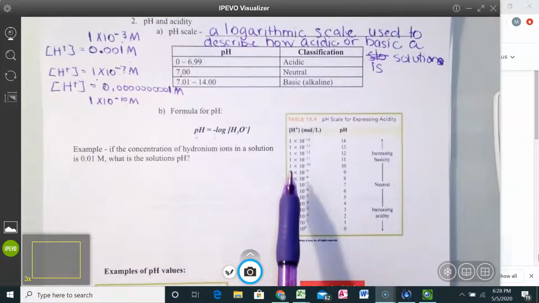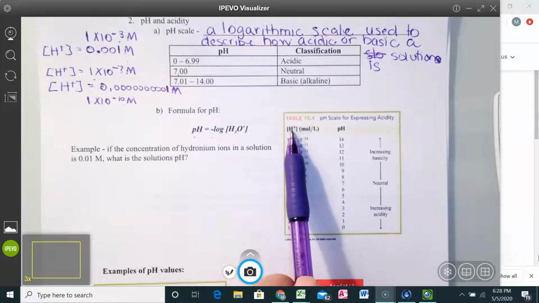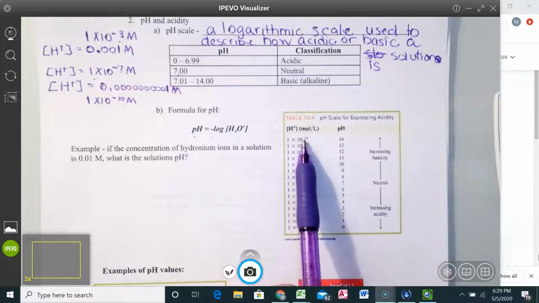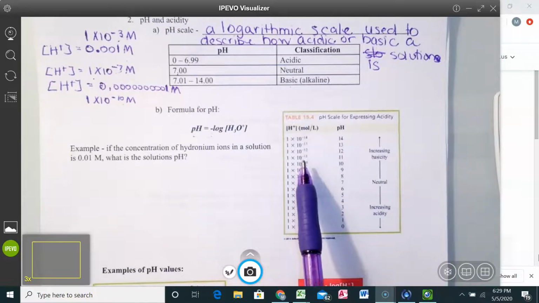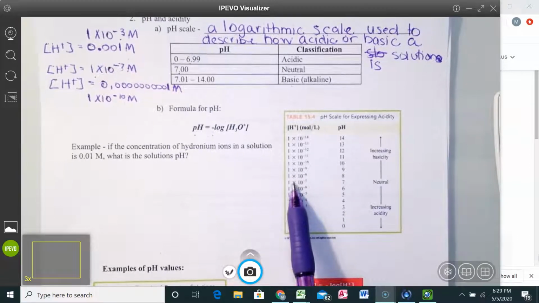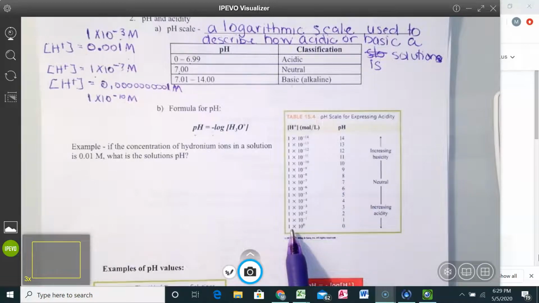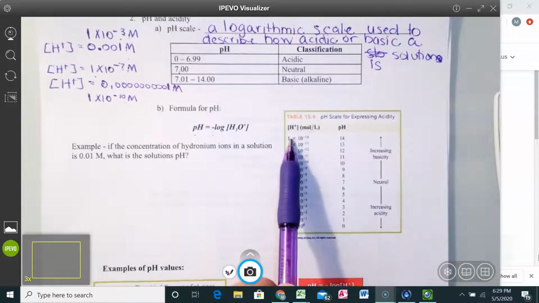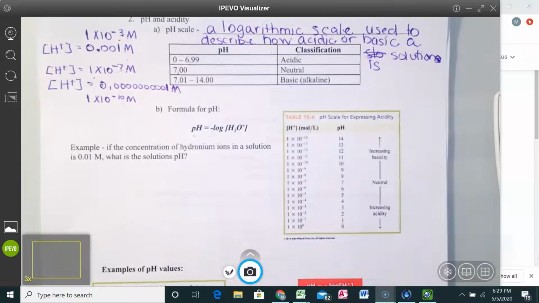I really like this table too because it lets you see it all right there. If we have a hydrogen concentration of 1 times 10 to the negative 14, that equates to a pH of 14. And this trend, you can just see it work its way through. Right here would be neutral water. If we increase the concentration of hydrogen, 1 times 10 to the negative 1 is a much bigger number than 1 times 10 to the negative 14, and that equates to a pH of 1. So the pH scale is really a logarithmic scale.